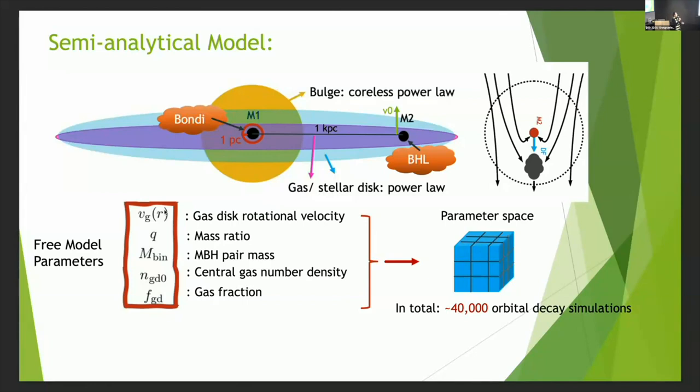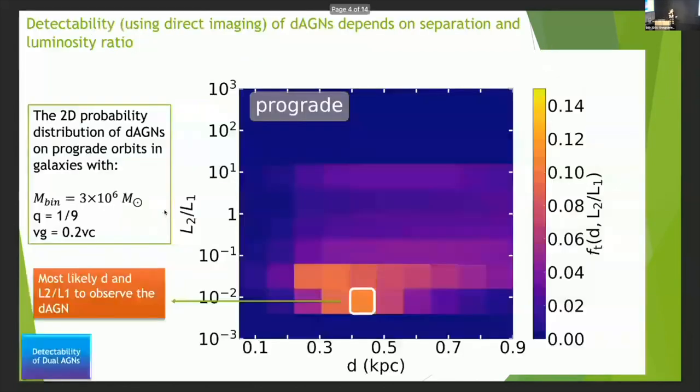So for each model, we have 5 key parameters listed here. And by varying each of them in their range of interest, we build a parameter space of theoretical interest that gives us about 40,000 pairs of massive black holes in different galaxy models. Observationally, the ability to successfully identify a pair of dual AGNs using the direct imaging method depends on both the separation between the two massive black holes and also their luminosity ratio, where larger values will increase their chance of detection by the direct imaging method.